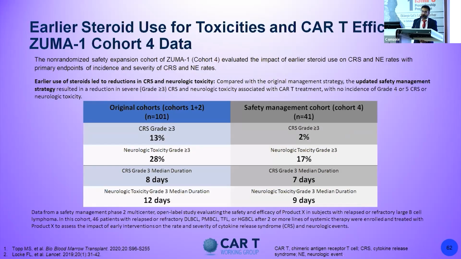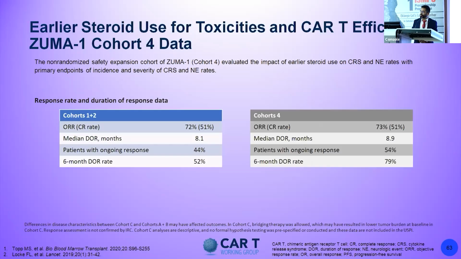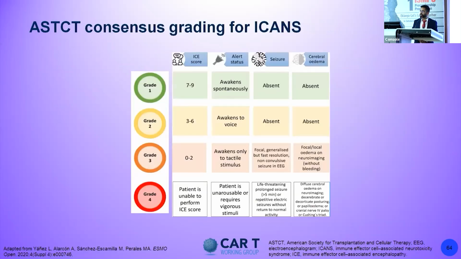So earlier steroid use, does it impact outcome? It doesn't seem so. If your threshold for steroid use is slightly lower, it doesn't seem to impact the outcome much. Cohort 4 in ZUMA-1 was the cohort where steroids were used early for CRS, but the CR rate did not change. The duration of response also did not change much. So save the patient first, and then we could think more about the persistence.